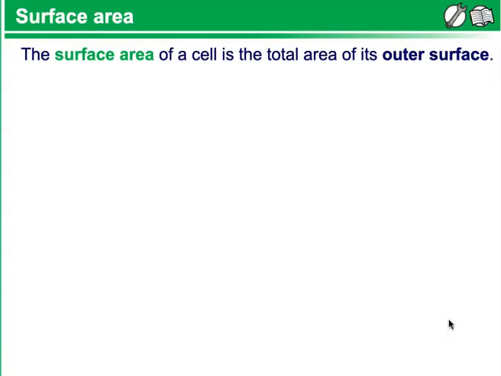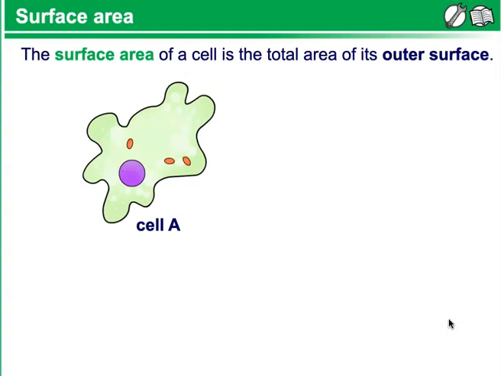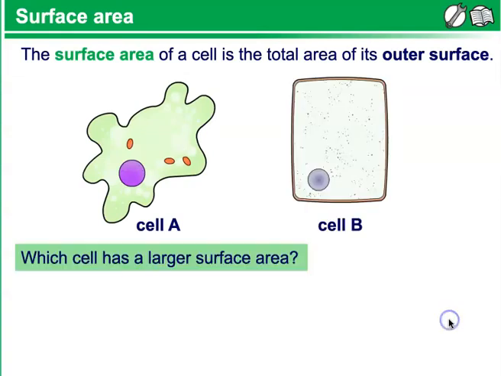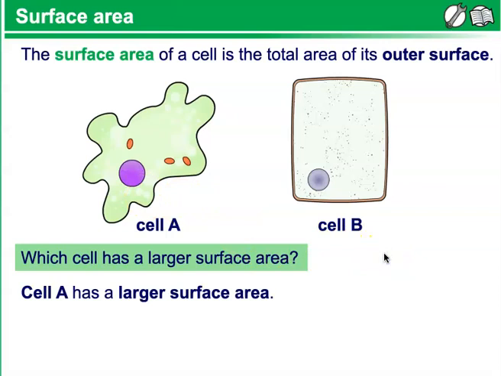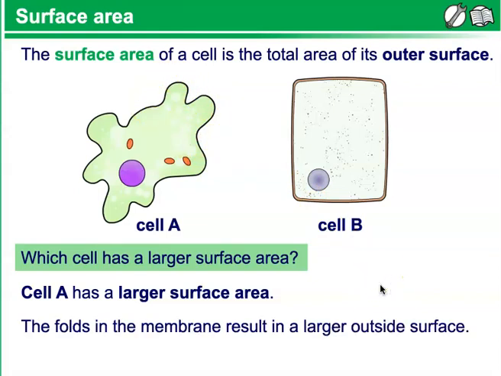So let's look at surface area. The surface area of a cell is the total area of its outer surface. So here's cell A and cell B. Which cell has a larger surface area? Notice that this cell has a pretty defined shape, whereas this cell seems to have some divots and bends and twists to the outside of the cell. Cell A has a larger surface area because it moves and twists with the membrane. The folds in the membrane result in a larger outside surface.